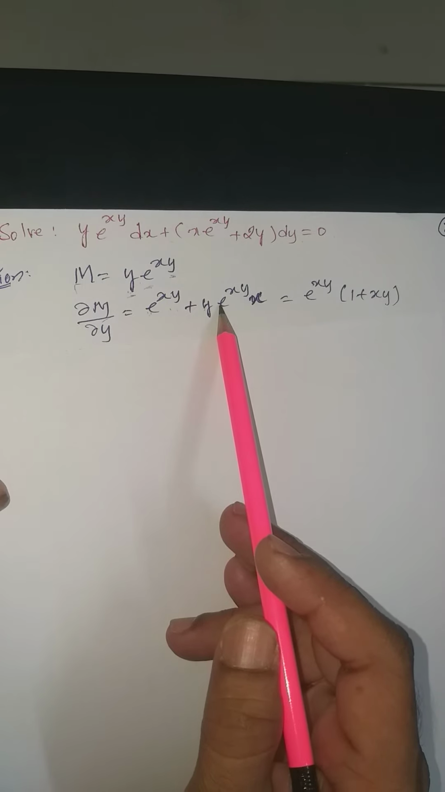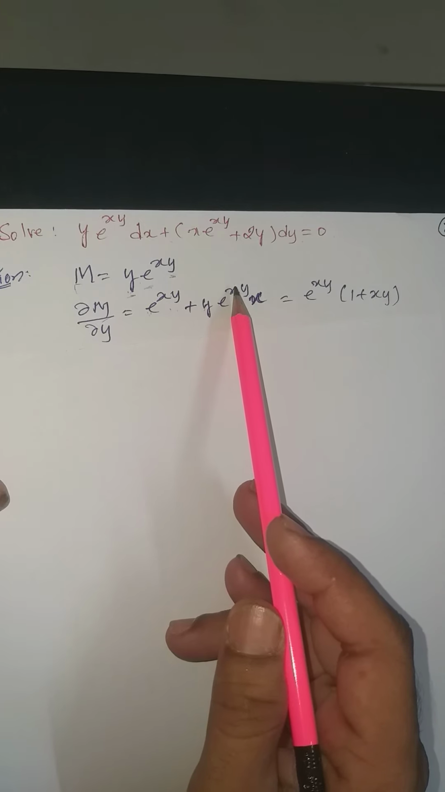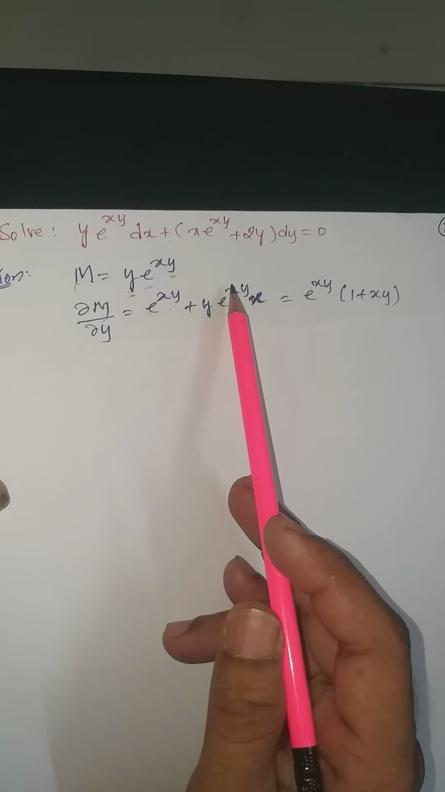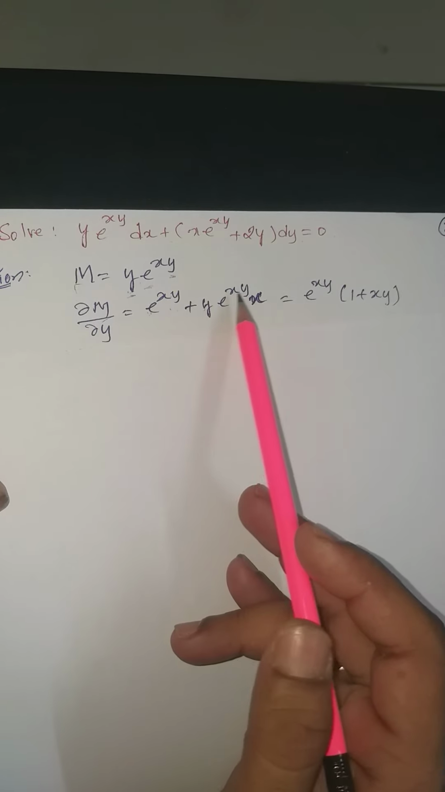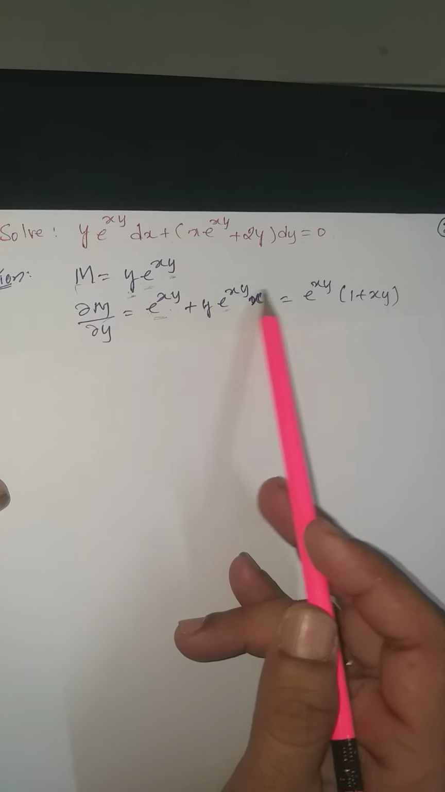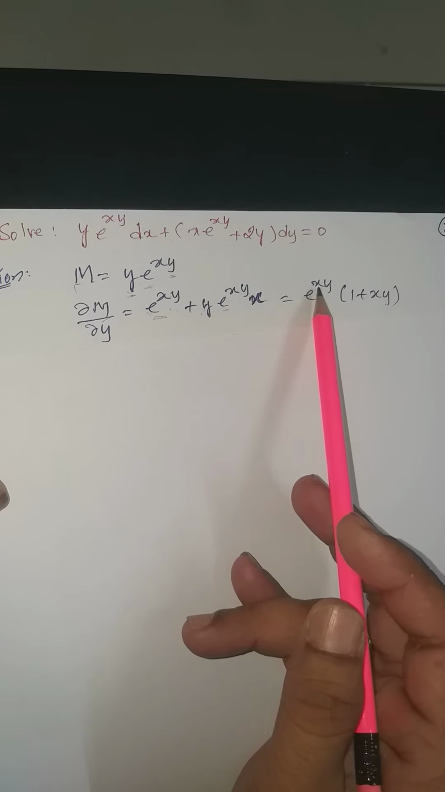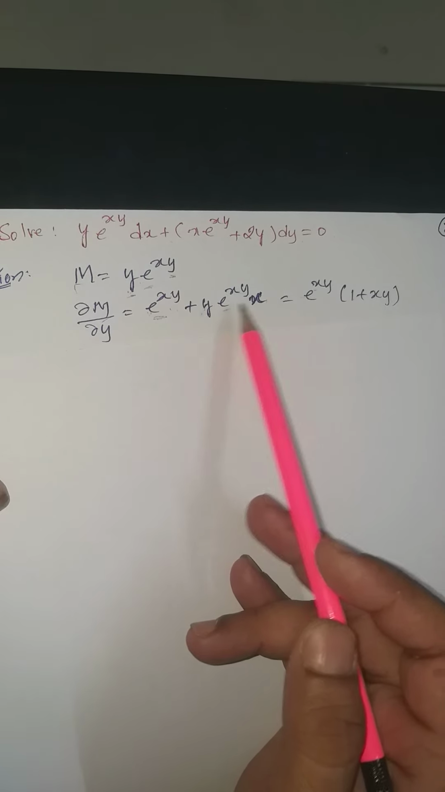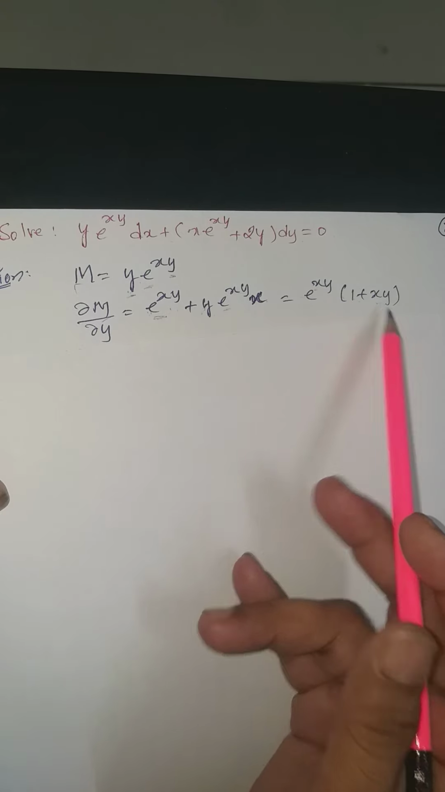Differentiation of e^(xy) with respect to y becomes e^(xy) into x, because whenever differentiating partially with respect to y, x is held constant. Here e^(xy) is present in both terms, so we can take e^(xy) common outside. From the first term you are left with 1, and from this term you are left with xy. You can write it as e^(xy)(1 + xy). So this is ∂M/∂y.